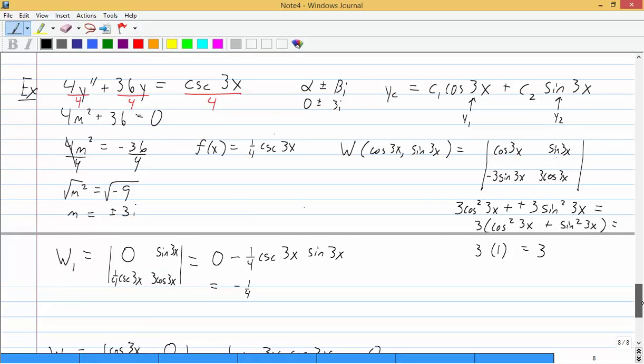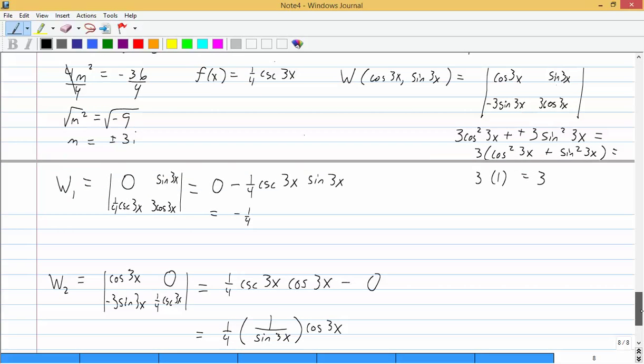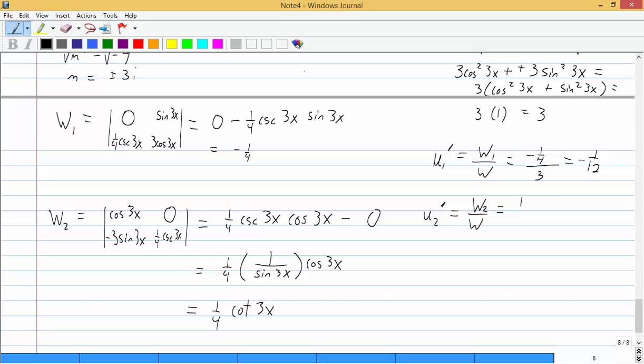All right, so we have solved for the Wronskian, Wronskian sub 1, Wronskian sub 2. So our u sub 1 prime is equal to Wronskian sub 1 divided by the Wronskian. Wronskian sub 1, we got negative 1/4, divided by the Wronskian, 3. So that's negative 1/12. Wronskian sub 2, u sub 2 prime is Wronskian sub 2 divided by the Wronskian. So we got that as 1/4 cotangent 3x divided by 3. So that's 1/12 cotangent 3x.